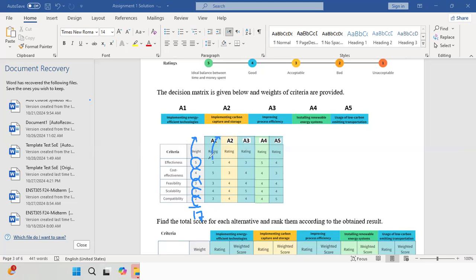I multiply the weight by the rating for each alternative. I do this for all criteria, and then I sum the scores to get the total score. The option that obtains the largest score is the one to be considered. So this is a very simple method. Of course, the other one is more accurate, but as I told you, it depends on your problem, on the method you select, etc.